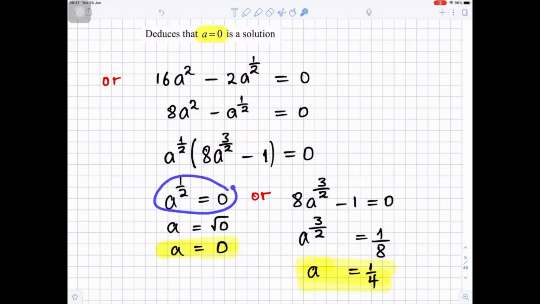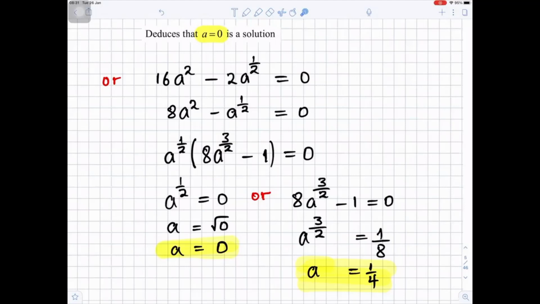A to the half equals 0, and so a equals the square root of 0, and a is equal to 0. So that's the one which you can deduce, or you can use that algebra. And on the right hand side, you want to solve that. You take 1 to the right, so a to the power 3 over 2 is equal to 1 over 8, because you divide by 8.